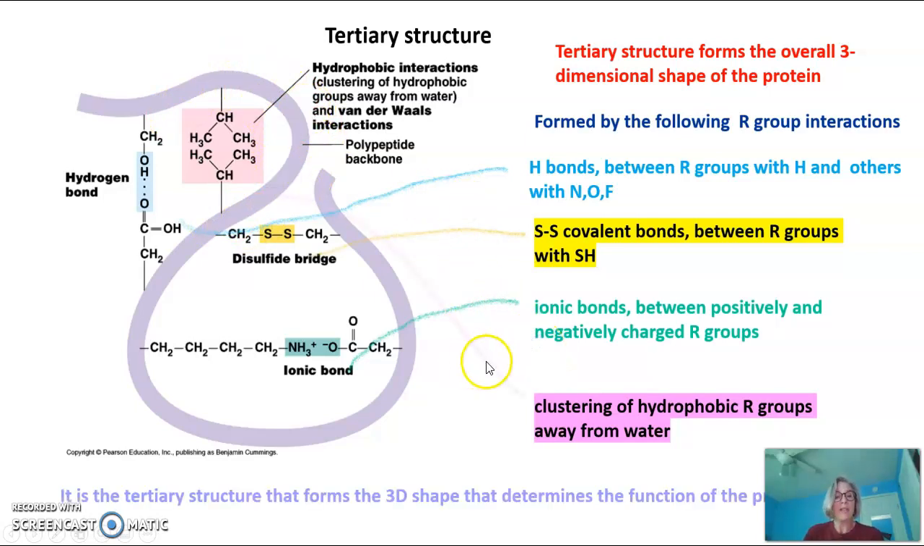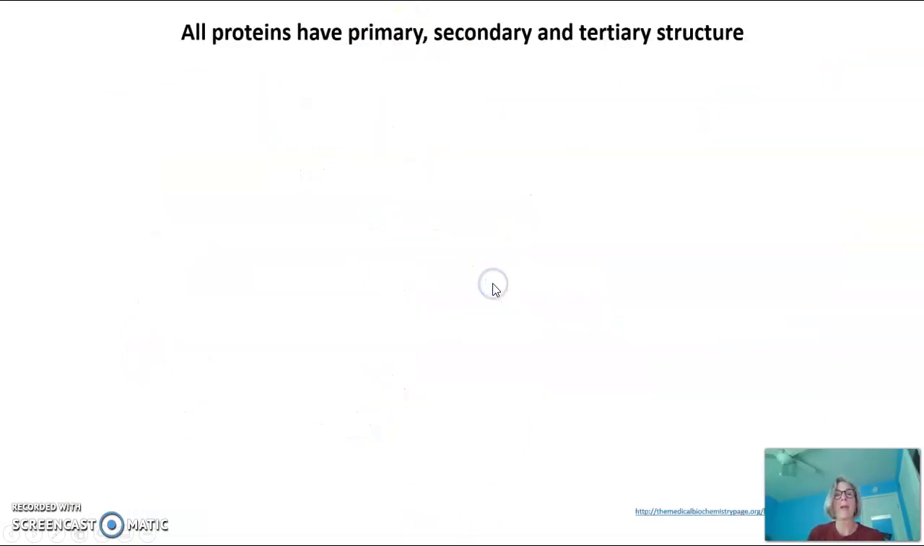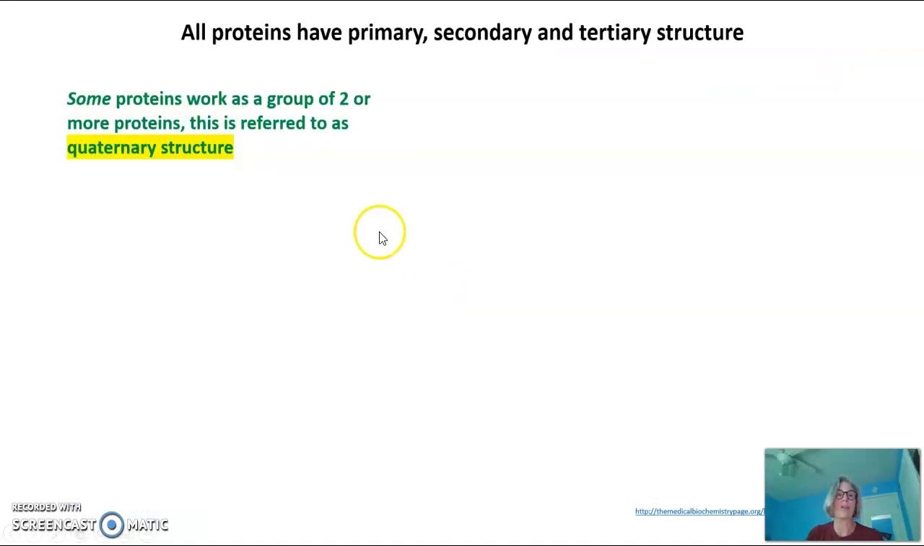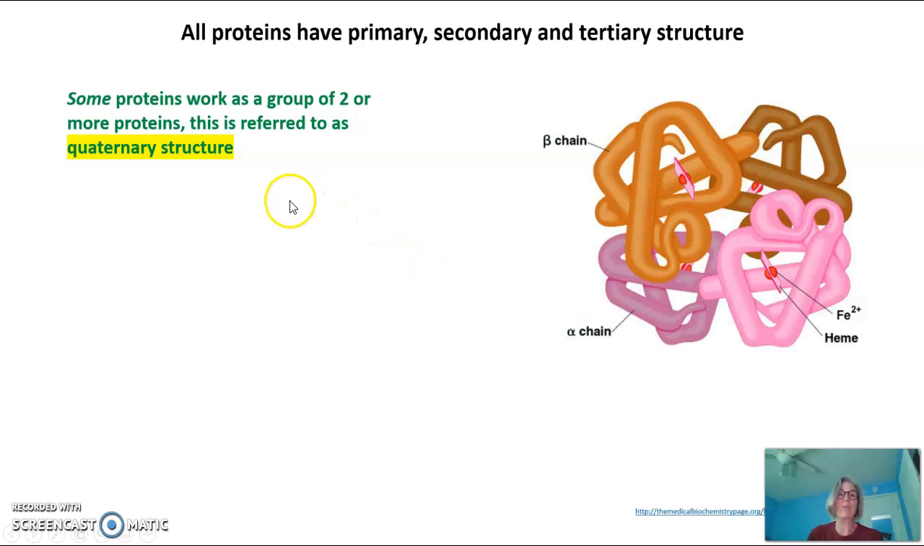So it's the tertiary structure that forms the overall 3-dimensional shape, and that three-dimensional shape determines the function of the protein. So really, when you're looking at the function of the protein, it's all due to its tertiary structure. All proteins have primary, secondary, and tertiary structure. But some proteins work as a group of 2 or more proteins together. They work as a conglomerate of proteins.